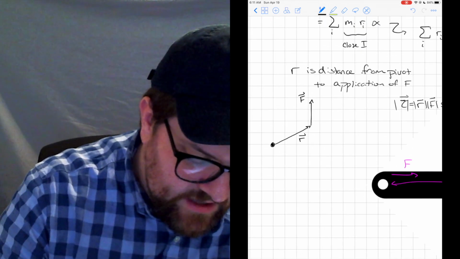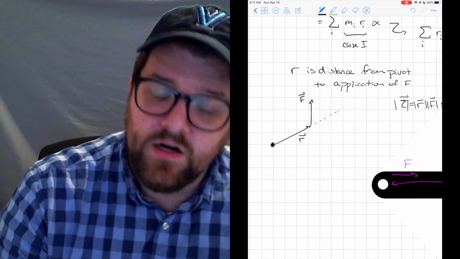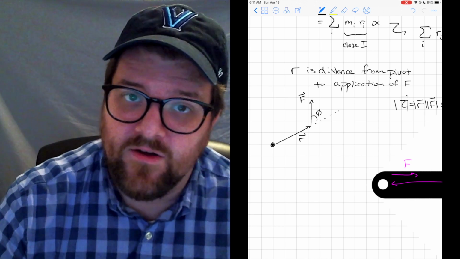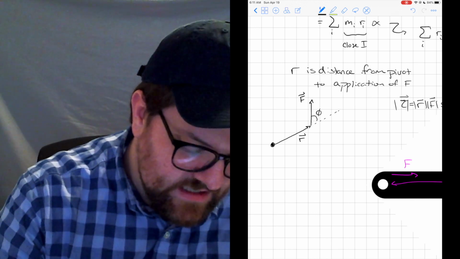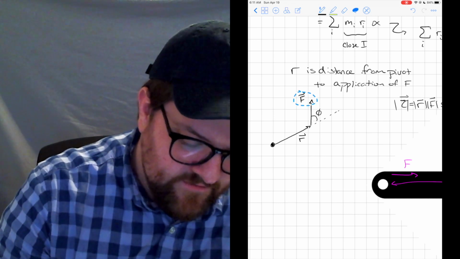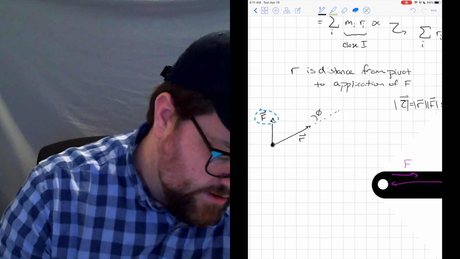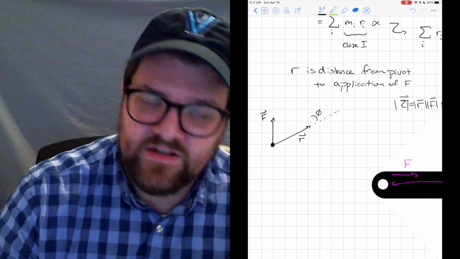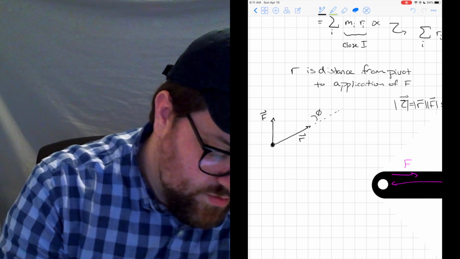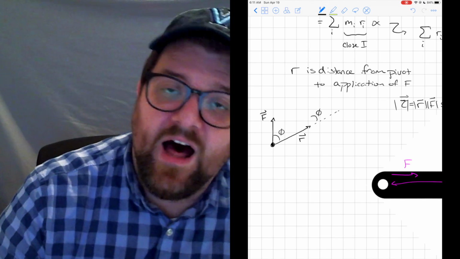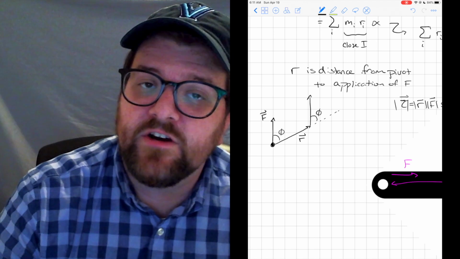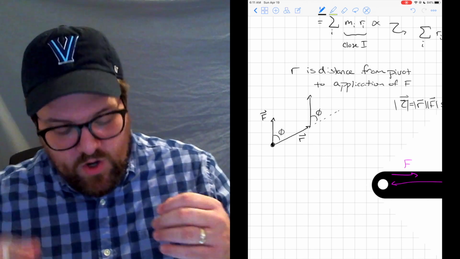The phi, if I keep extending R, the phi is here. That is my angle. Another way of saying that is, what if I take my force vector and I bring it down here? That would be my angle phi. And that's what we approximated when we just had a force going up over here. So just a note of convention there.